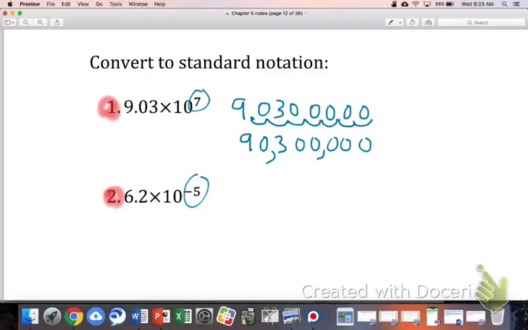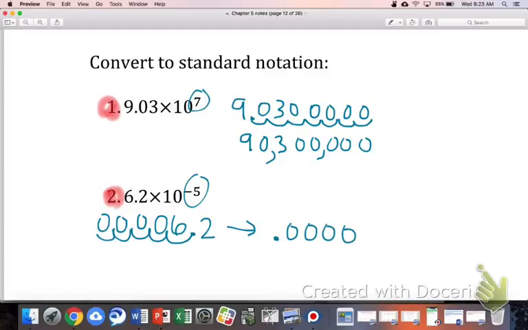If I was going to take this 6.2 and write it in standard form, but I know that it needs to be a small number, which way do I move the decimal? To the left. So I'm going to move it 5 spaces to the left: 1, 2, 3, 4, 5. And as before, I'm going to fill those empty spaces with zeros. So then I end up with 0.0000062. Again, small number goes with the negative exponent on the 10 power.